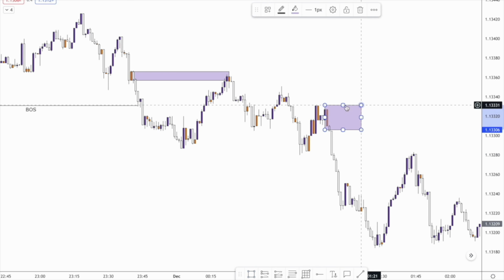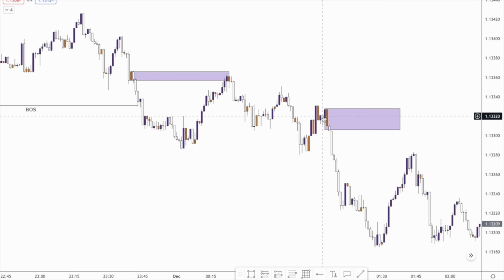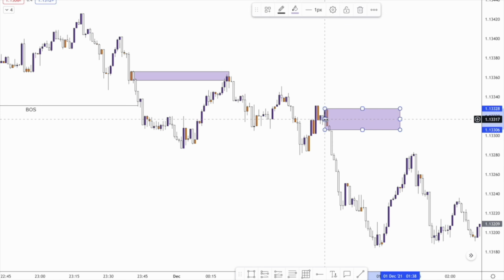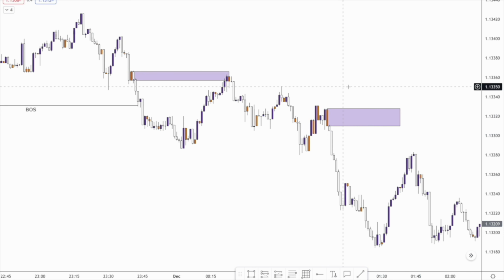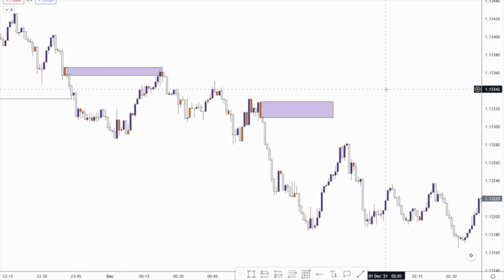So typically we would usually look at the previous candle, but we then can refine it to this one, and we can just make it a smaller window to look at and a little bit more accurate.